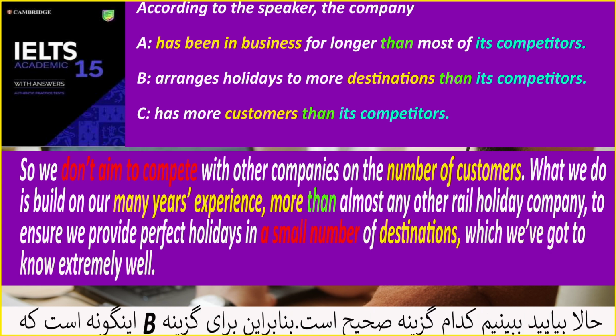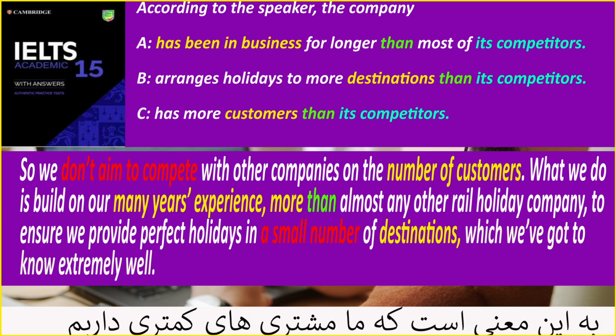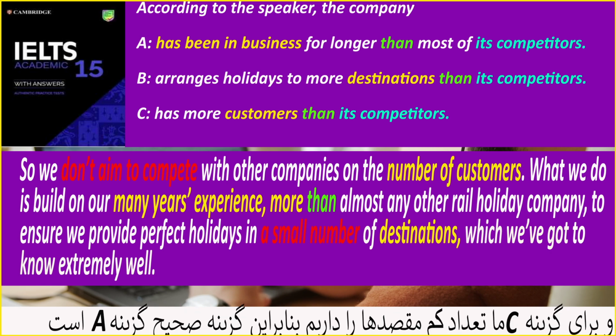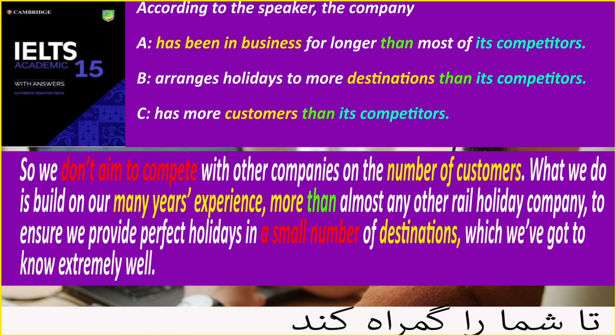Now let's see which option is correct. For option B we have, "so we don't aim to compete with other companies on the number of customers." That simply means we have fewer customers. And for option C we have small number of destinations. So the correct option is option A. One thing you need to notice, while option A is the correct answer, option B, which is wrong, is mentioned earlier in the recording to distract you.